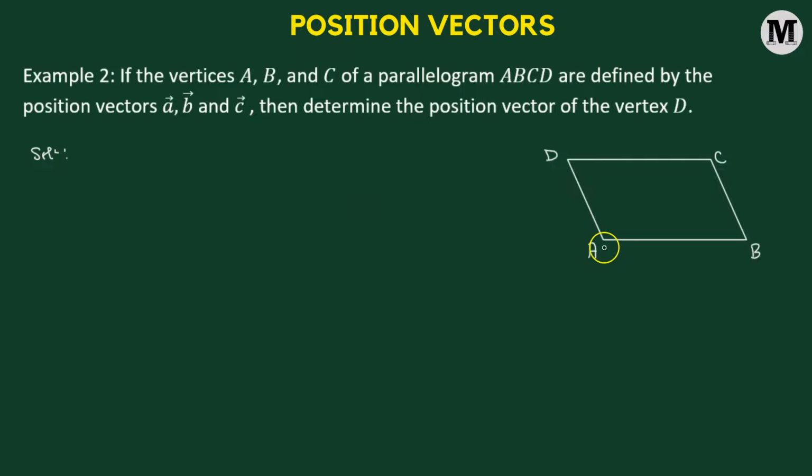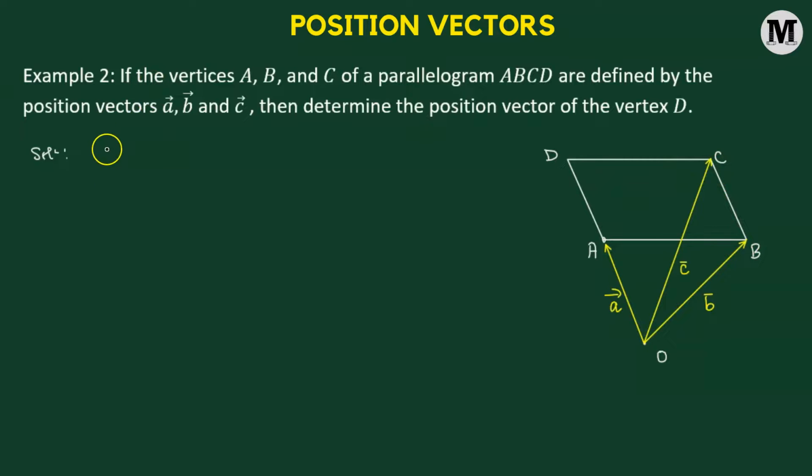Now it's given here that in this parallelogram, the vertex A of this parallelogram is defined by the position vector A, which means that we have some origin of a coordinate system O. So if we join point O and A with the help of a vector going from O to A, then the position vector of that point A will be A vector. Similarly, we can define the position vector of the vertex B and C of the parallelogram.